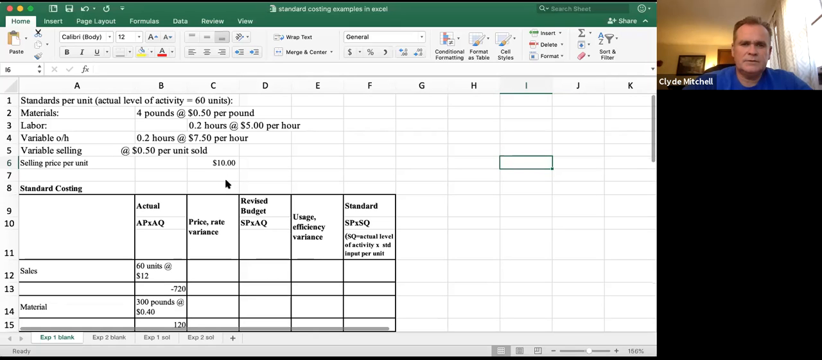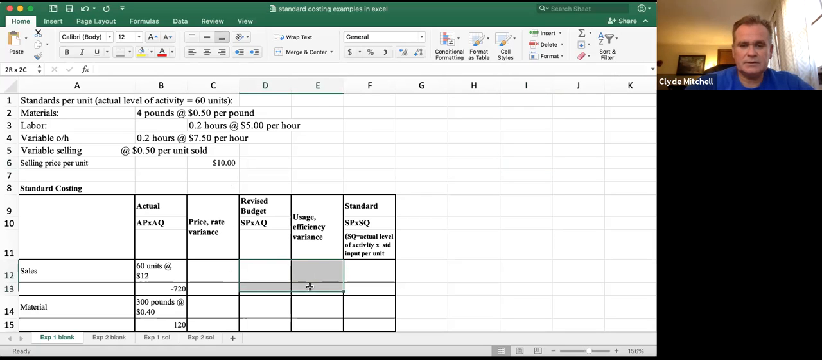Okay, and this is the first example. You'll probably recognize the numbers as it's based on the variable costing, flexible budget problem that we looked at in class already. And we're going to start off by looking at sales. Now, remember with sales that the actual activity is the number of units sold, but the standard input is 1 unit. There's only one selling price per unit.